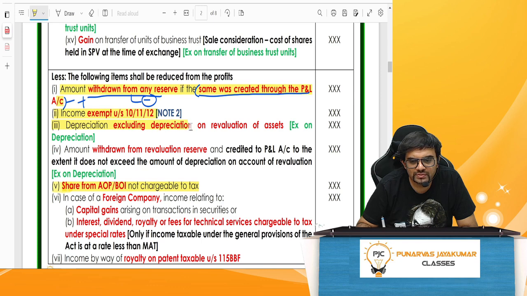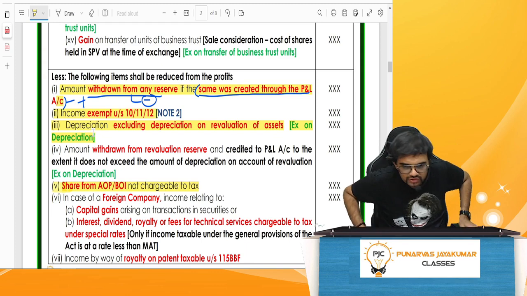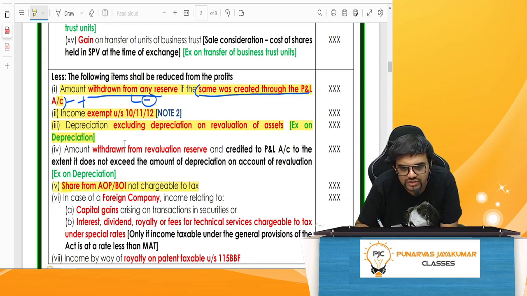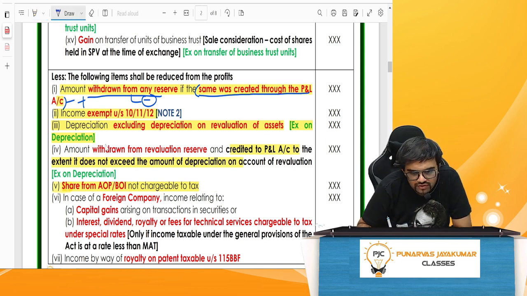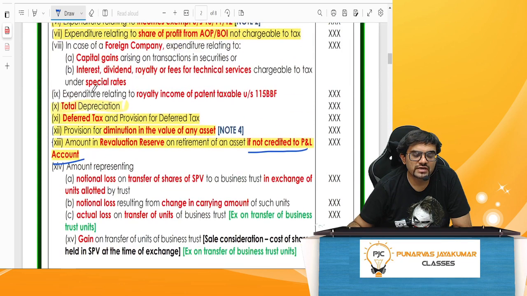Depreciation excluding the depreciation on revaluation of the asset. As an example on depreciation, we'll see. Depreciation excluding the depreciation on revaluation of the asset. And next, amount withdrawn from revaluation reserve and credited to P&L account to the extent it does not exceed the amount of depreciation on account of revaluation. One is what? Amount withdrawn from the revaluation reserve. One more, depreciation excluding depreciation on revaluation of asset. You see, and first add back the depreciation.